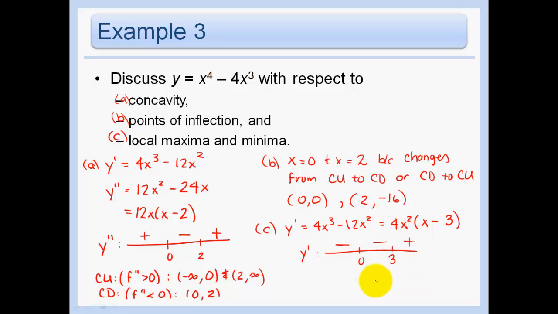So all I see going on here is that I change from negative to positive, meaning a min. You see, because I was negative slope, so I drew a negative slope, then a positive slope. And so we have a minimum at 3, and f of 3 equals negative 27. That would be a local min. I have no local max.